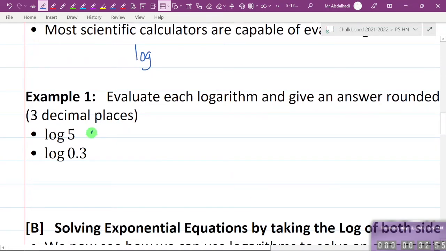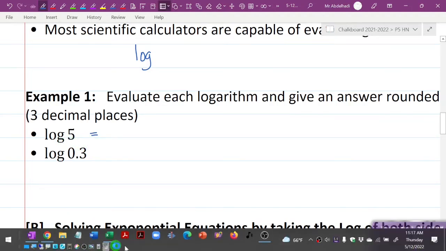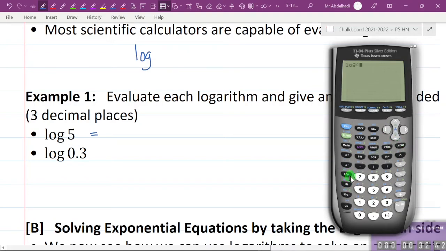Now we've already done this before, but take your calculator and find log of 5. This is going to be base 10 because that's what log means. So I take out a calculator, I hit the log button, I put in a 5, and you want to round this to the nearest third decimal place. So I'm getting 0.6989, so 0.699. That's how you would round that.